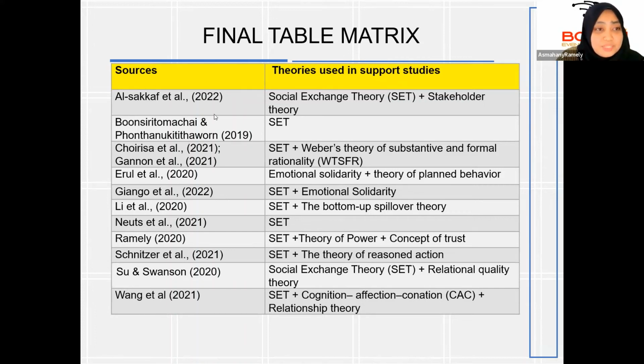Okay, and then what else? Is there any other question that you want to ask? You know, based on my experience, when you truly understand the concept or the process of doing SLR, there are a lot of things that you can do just by understanding the process of systematic literature review.